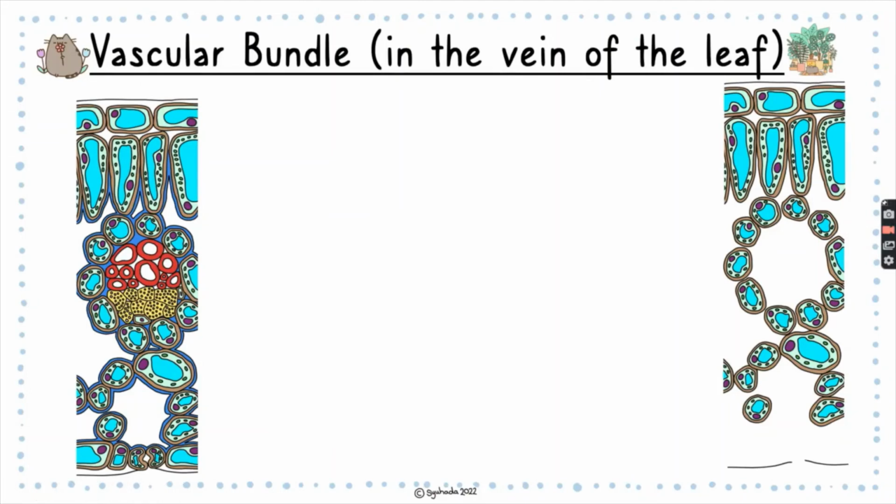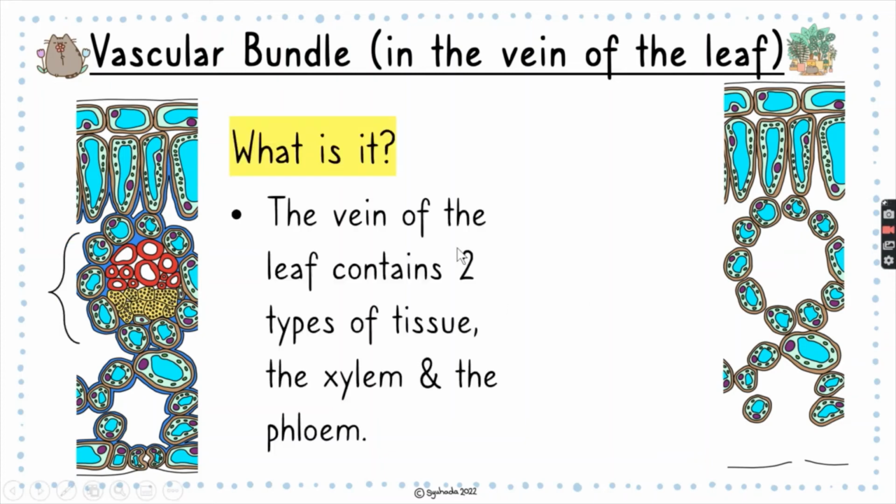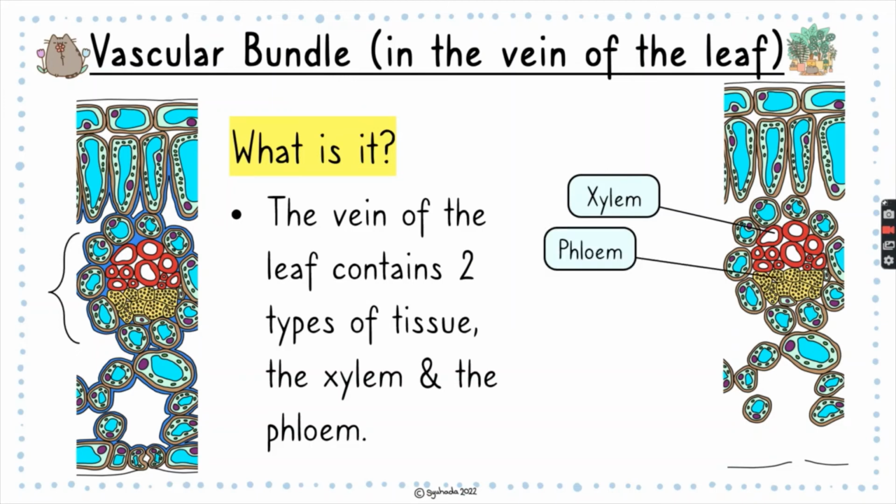Okay, now let's look at the middle part of the leaf, which is the vascular bundle that is found in the vein of the leaf. So what is the vascular bundle? The vascular bundle is basically the vein of the leaf, and it contains two types of tissues, the xylem and the phloem. At the top right there, that is the xylem, and they are characterized by these very thick walls, and at the bottom there is the phloem. The phloem also contains these living cells called the companion cells.